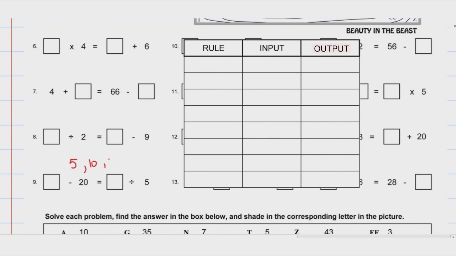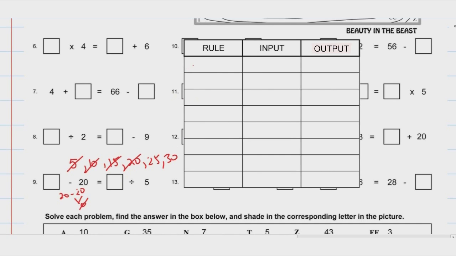5, 10, 15, 20, 25, 30. We also know it has to be bigger than 20 because 20 minus 20 will only give us 0, so that won't work. So this one, this one, this one, and this one cannot be correct. So why don't we just try the next one, 25.